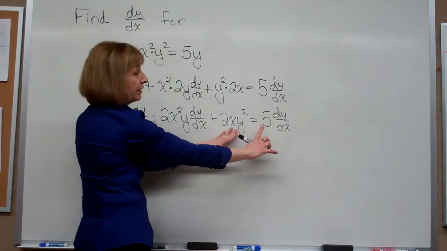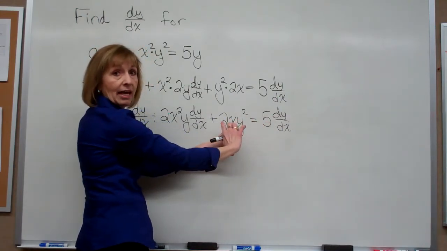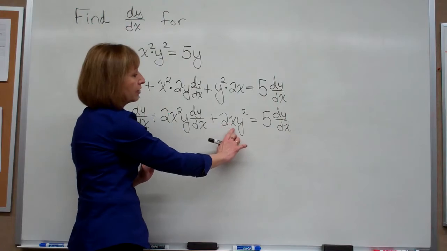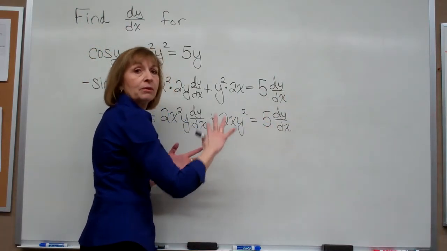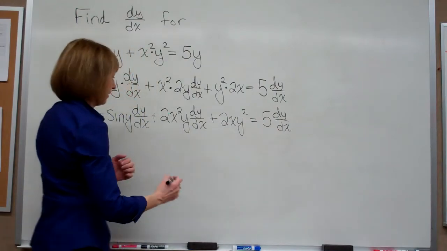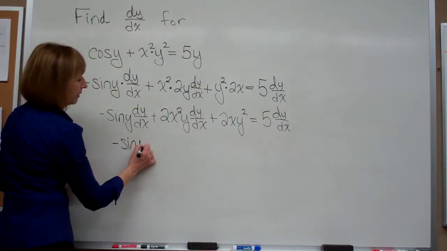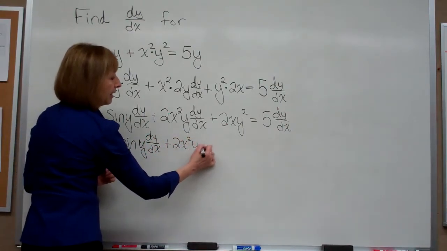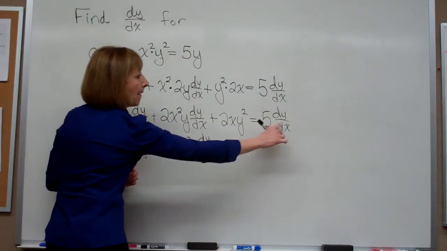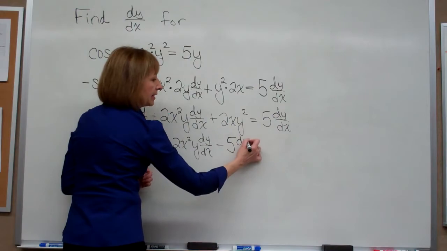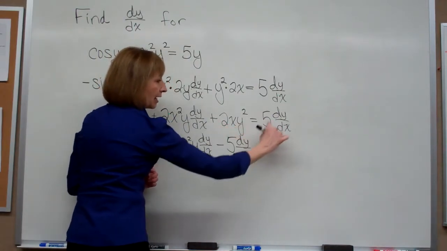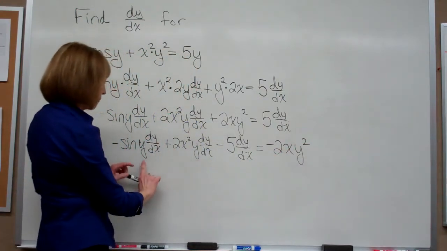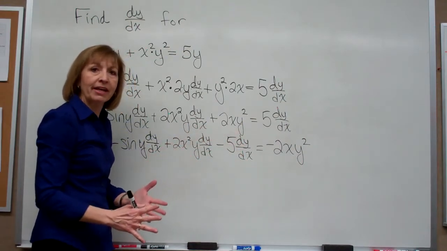So what I want to do is subtract the 5 dy/dx to the side where all the other terms have the dy/dx in them. And I want to subtract this 2xy squared to go on the right side, where the terms are that don't have the dy/dx. So we have negative sine y dy/dx plus 2x squared y dy/dx minus 5 dy/dx equals negative 2xy squared.